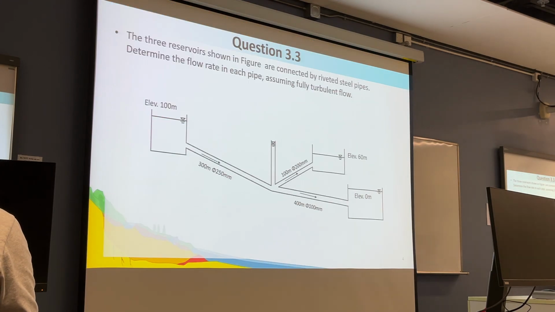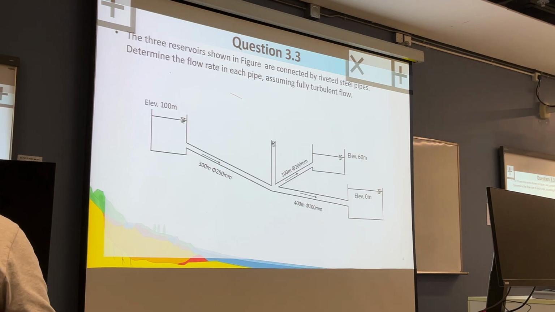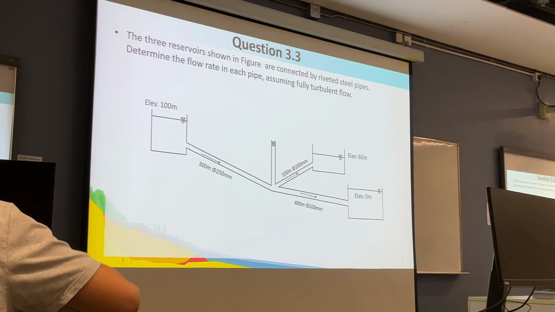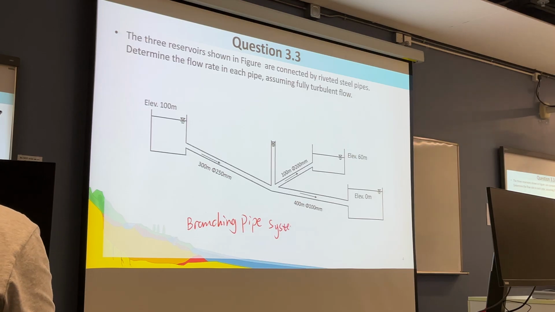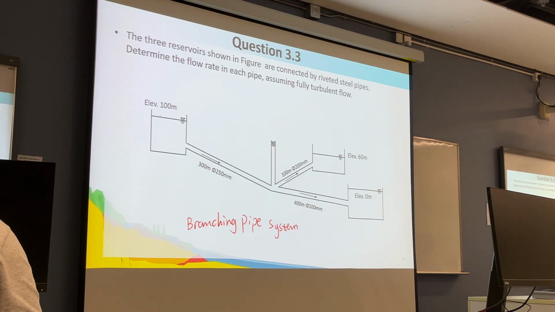Now, it is a branching pipe system. This is the branching pipe system. The upper reservoir has an elevation of 100 meters, and it flows to the junction. We call it J, and this is reservoir A. We put an A here. And this is pipe 1, pipe 2, and pipe 3, and the receiving reservoir B and receiving reservoir C.